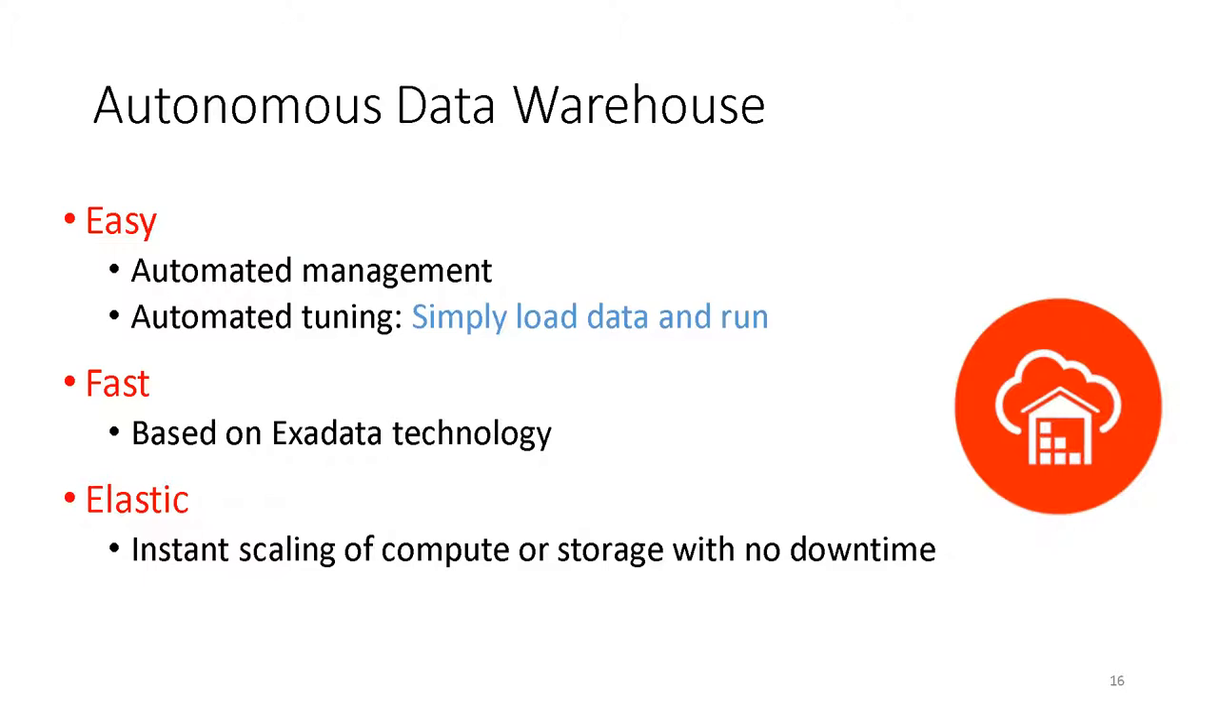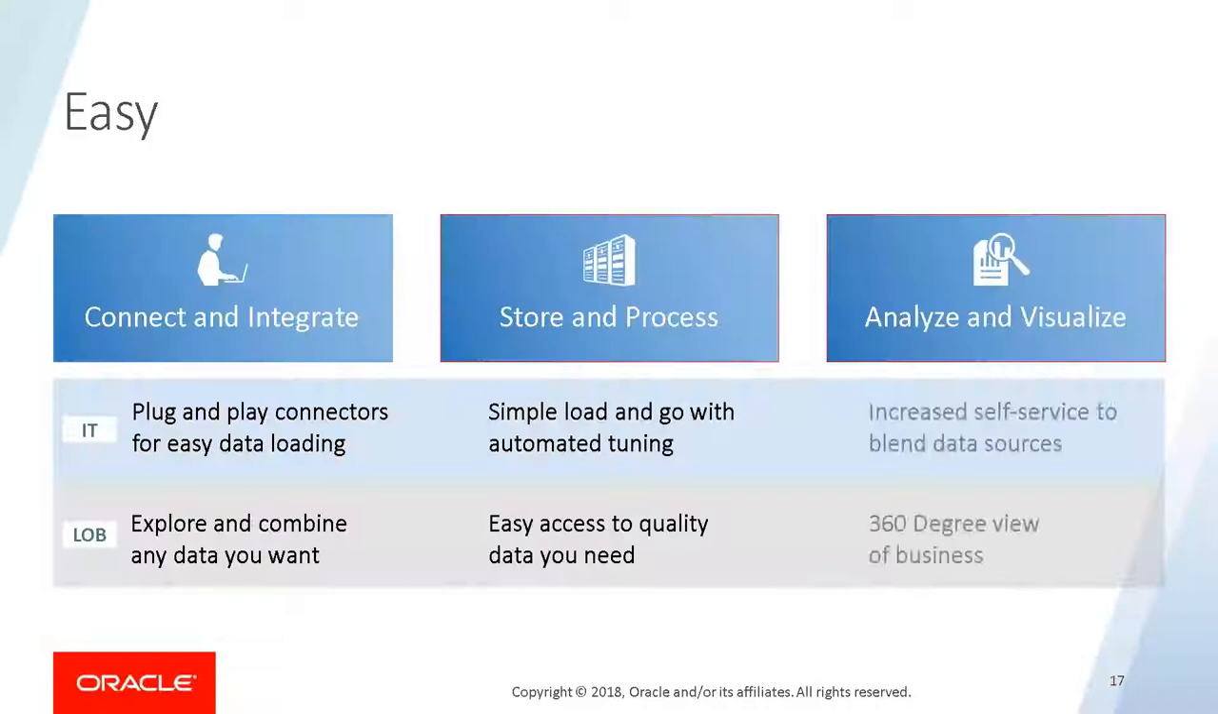The benefits of Autonomous Data Warehouse: it's easy, it's fast, and it's elastic. And I'll go through some of these benefits in detail in the next few slides. So let's start with the easy first. It's easy because it allows you to connect and integrate with your data sources that you have today or you may have in the future. It allows you to load and access the data that you need at the click of a button and gives you a 360-degree view of the business.